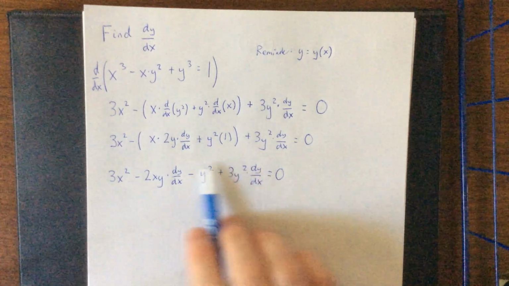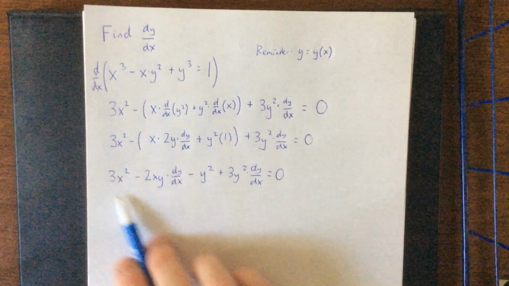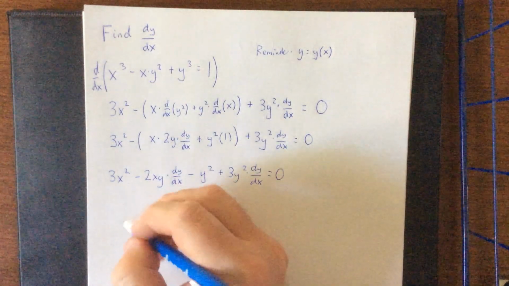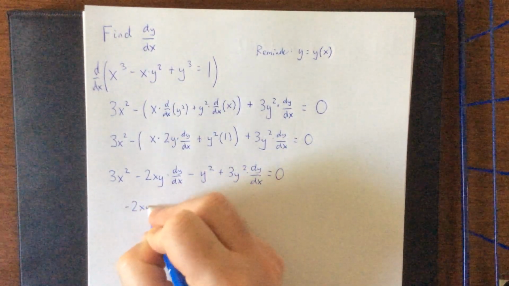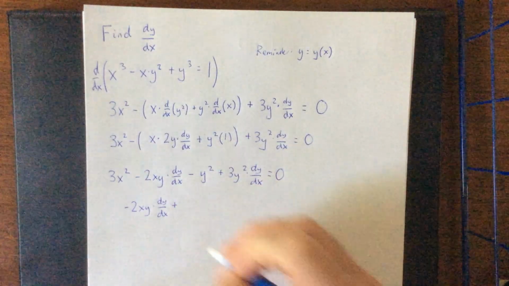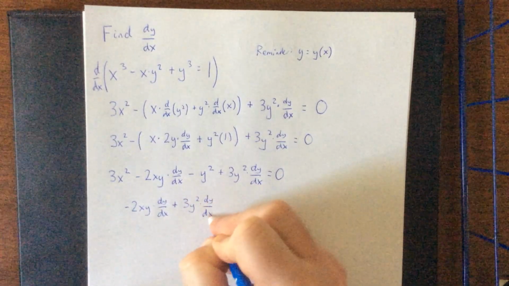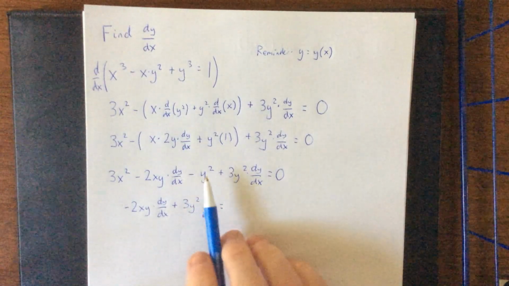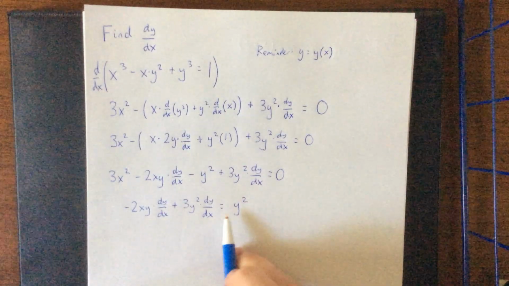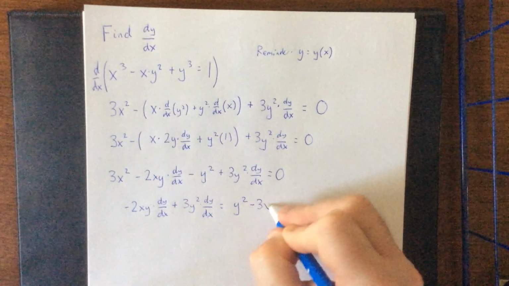What I'm going to do is gather all of the dy dx terms on one side. I'm going to get all of the other terms over to the other side. So I'm going to leave these two terms on the left-hand side. So negative 2xy times dy over dx plus 3y squared times dy over dx is equal to. I'm going to move this minus y squared over to the right-hand side by adding it to both sides. I'm going to move this 3x squared over to the right-hand side by subtracting it.